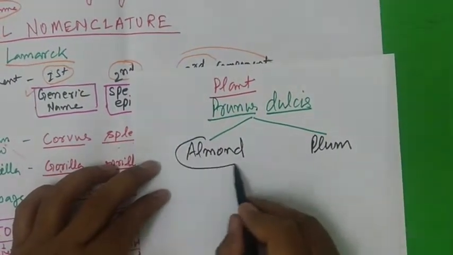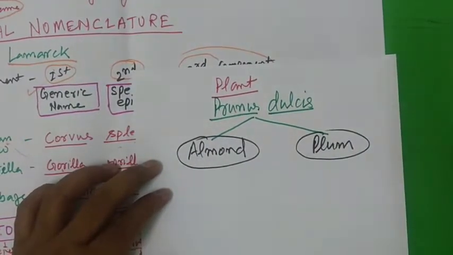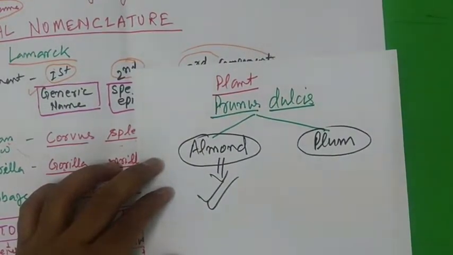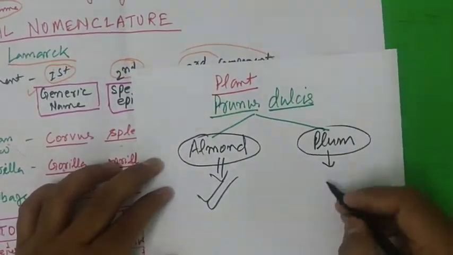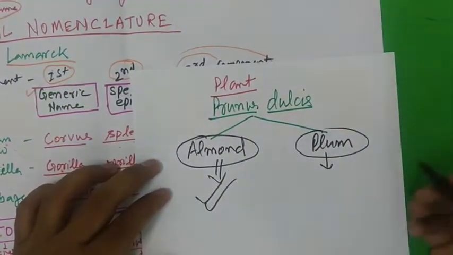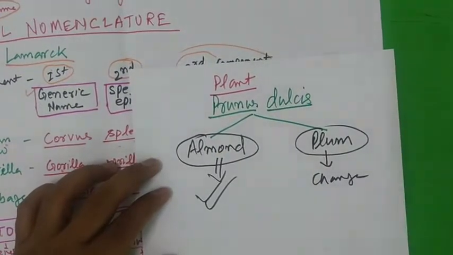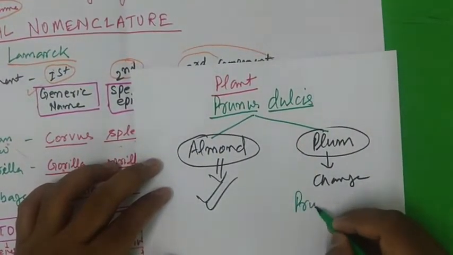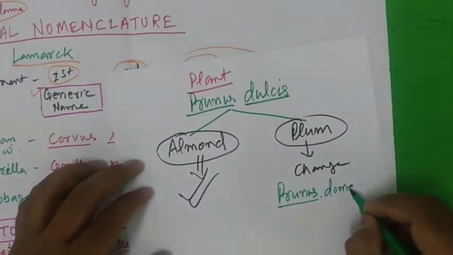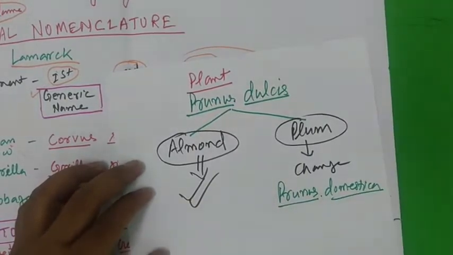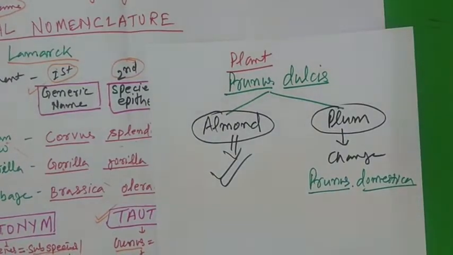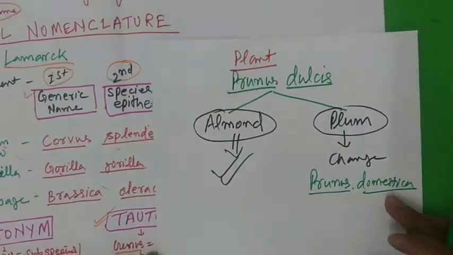But when we consider the binomial nomenclature rules and regulations, this is only valid for the almonds. So that means we need a new name for the plums. So we are going to change Prunus dulcis to Prunus domestica. We change it in Prunus domestica. Okay, I am going to change that one.